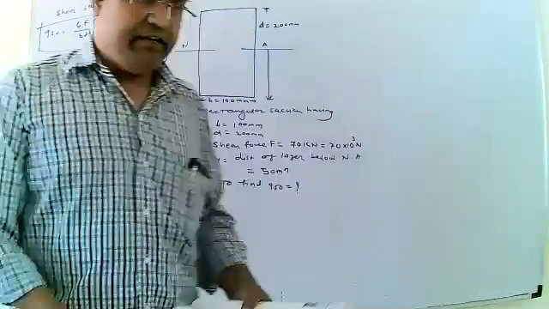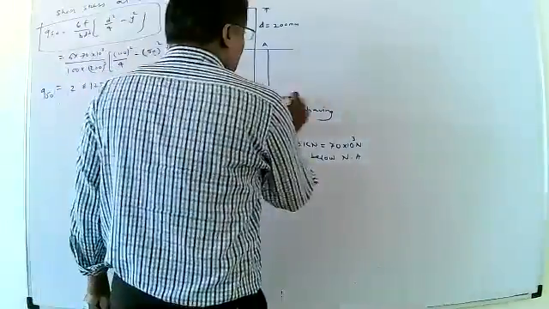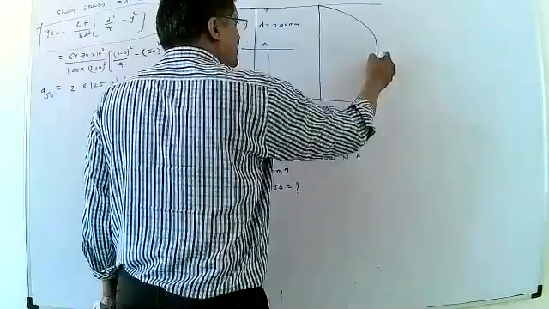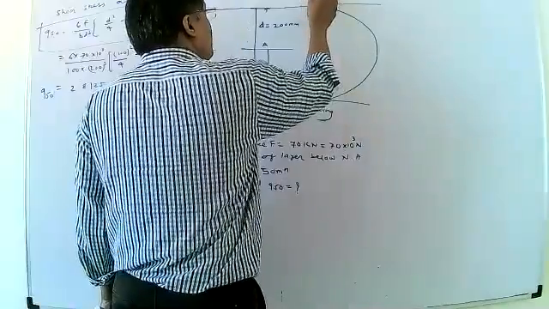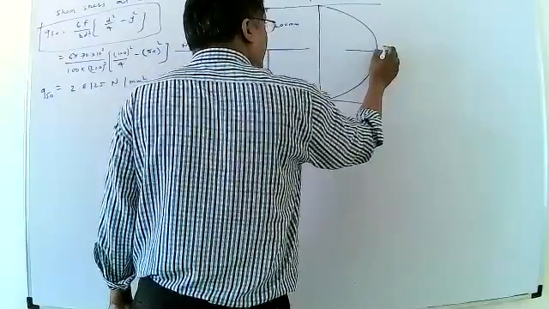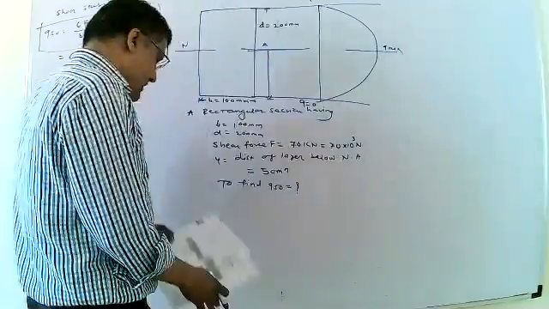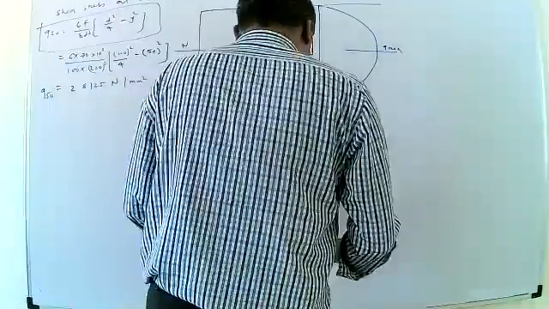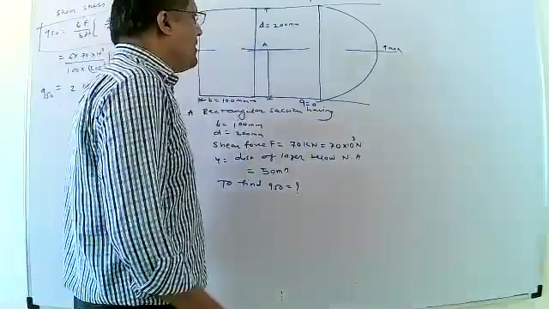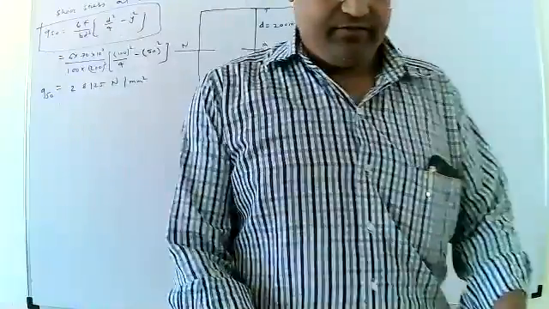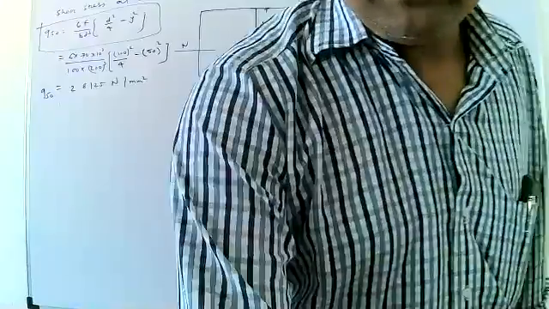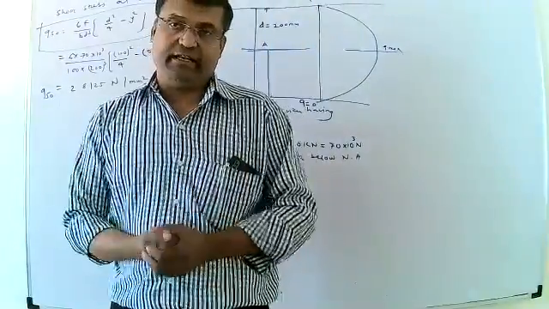And then, if you want to draw the shear stress distribution diagram, the diagram will be like this. At the extreme layer the shear stress will be 0, and at the neutral axis the shear stress will be maximum. This is the very simple way to calculate the shear stress distribution and to draw the shear stress distribution diagram.